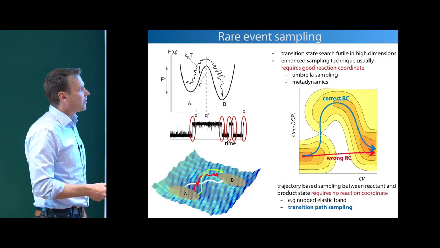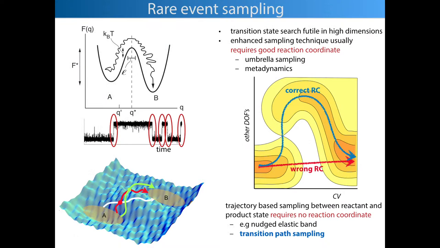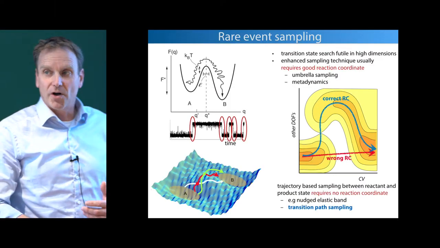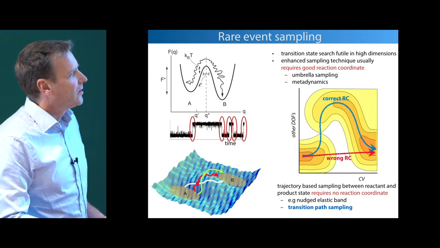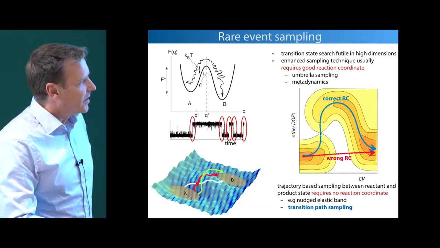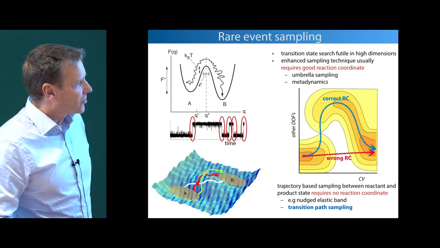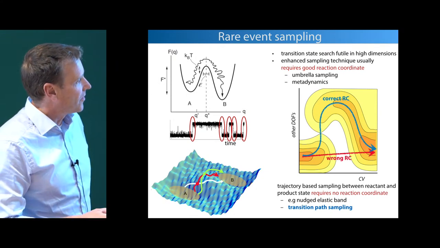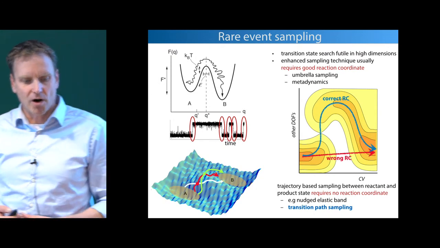Now, to do that, you can take trajectory-based sampling between a reactant and a product state, because it requires no predefined reaction coordinate. Well, again, the prototypical example of this is things like nudged elastic band, but also other methods like milestoning or the string method fall into this regime. We also heard about the weighted ensemble, which I also would put in this category. But I'm going to talk about transition path sampling, which actually indeed focuses on these very short paths and samples them with a Monte Carlo move.